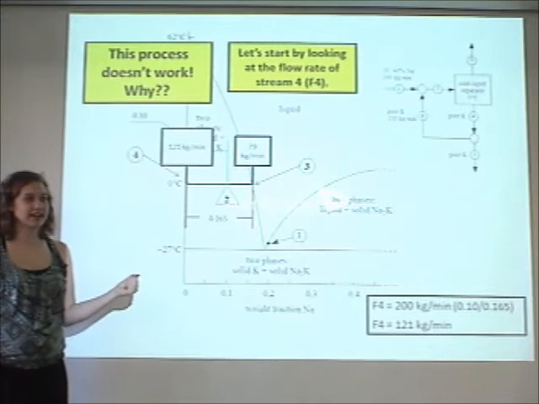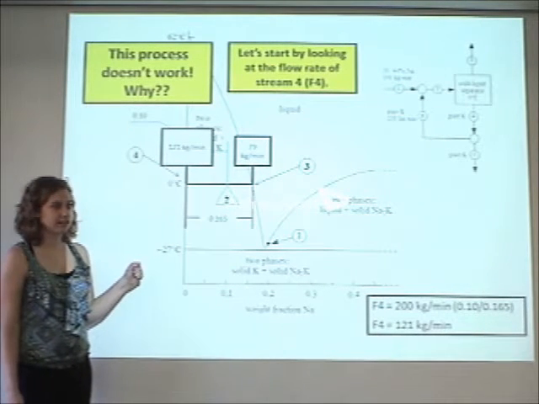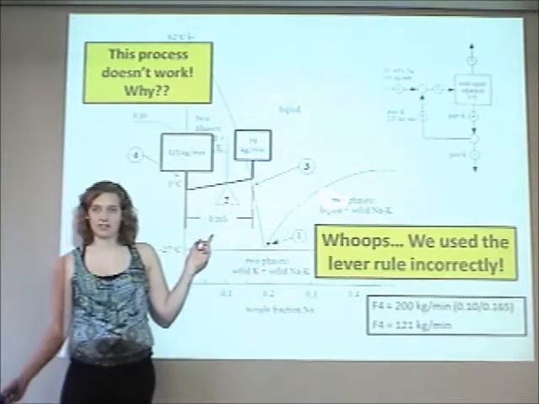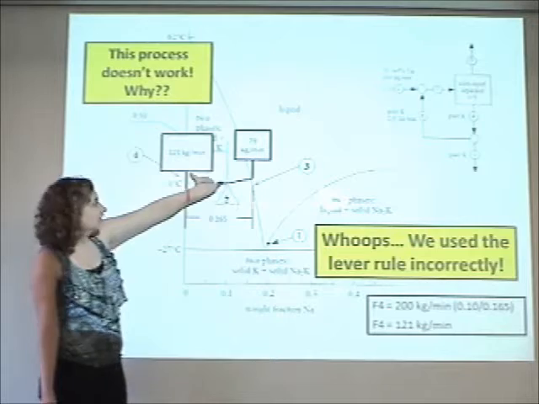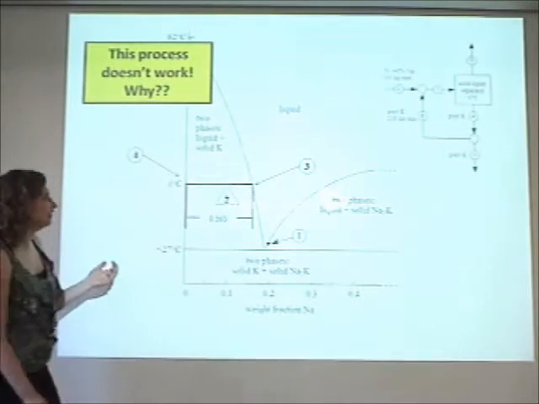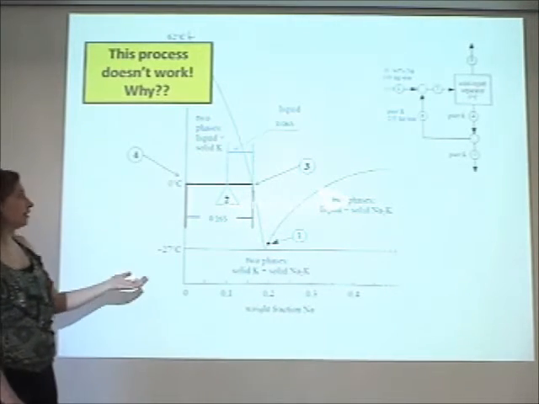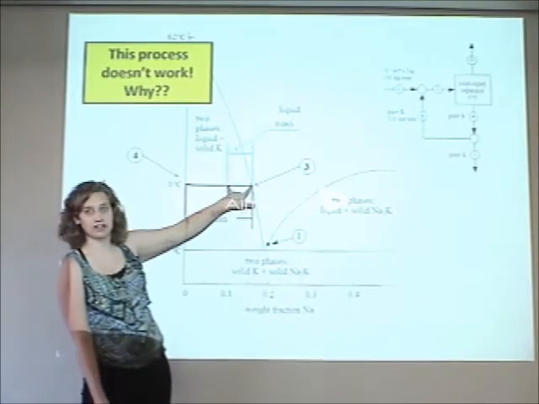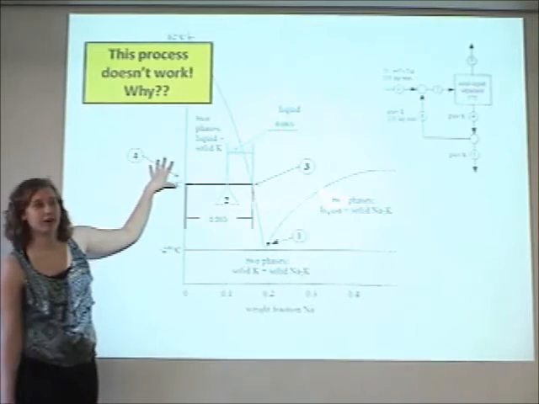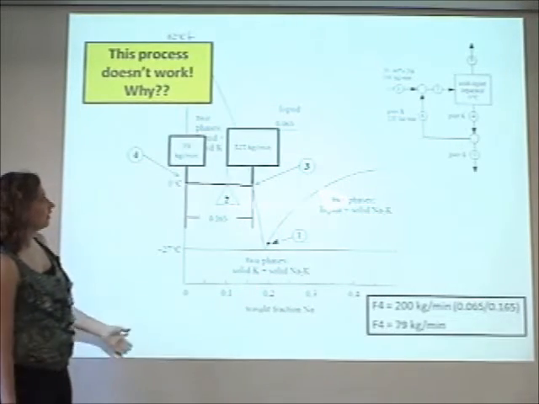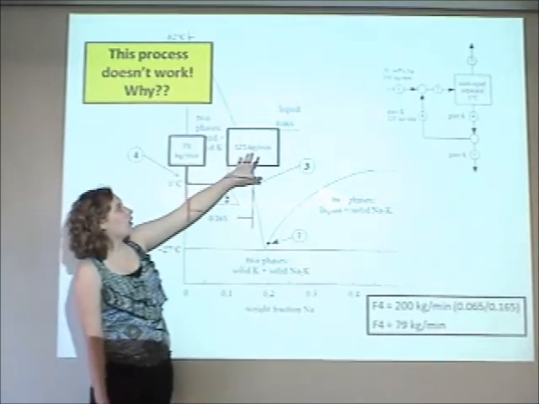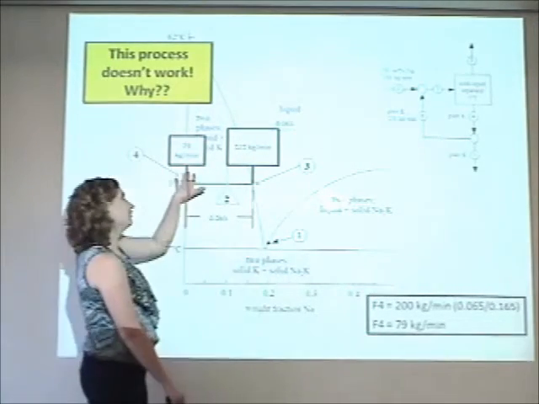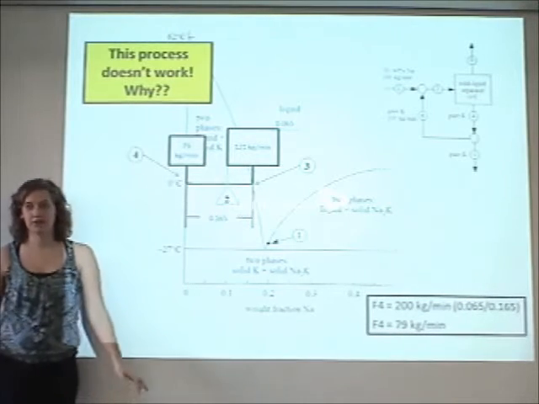Yeah, Dorothy. Oh, right. So yeah, I used the lever rule wrong, right? So I used the wrong lever arm when I was calculating my stuff. So what I should be doing is taking this 0.615 and comparing it to this lever to get my stream 4, okay? So I should have 121 being my flow rate of stream 3 and 79 being my flow rate of stream 4.